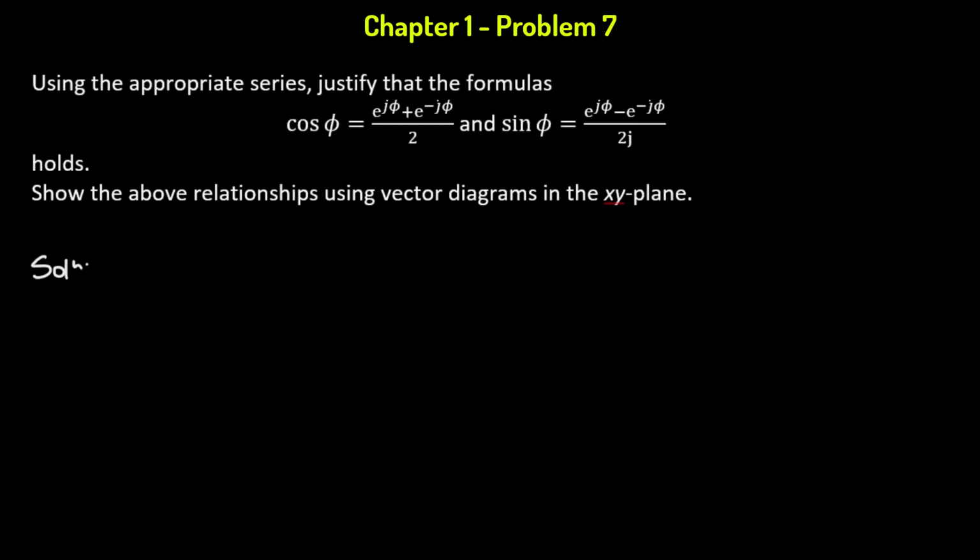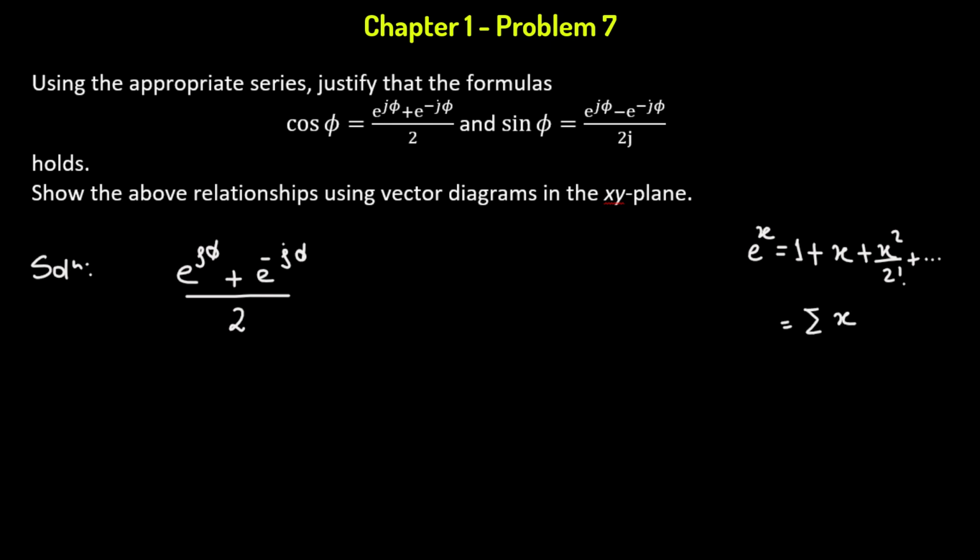We're going to begin with the cosine function. So we have e raised to the power of j phi plus e raised to the power of negative j phi, over 2. Now we know that the Taylor expansion of the exponential function e raised to the power of x is given by 1 plus x plus x squared over 2 factorial and so on. And if we write it in the summation form, that will be summation n going from 0 to infinity of x raised to the power of n divided by n factorial. So let's use this notation.